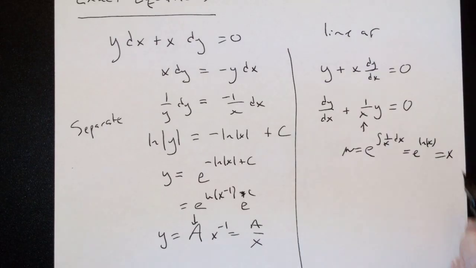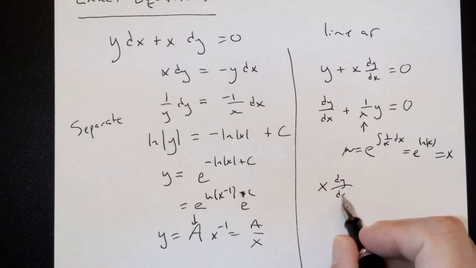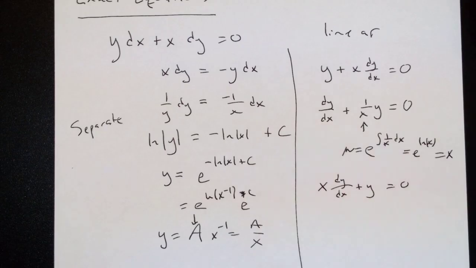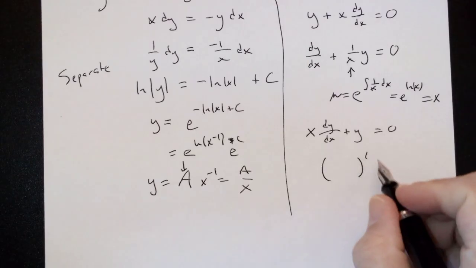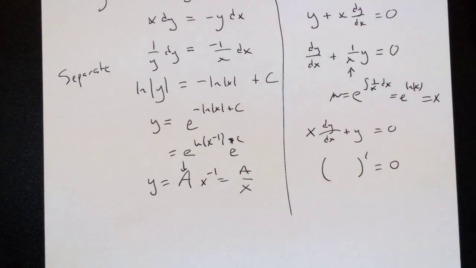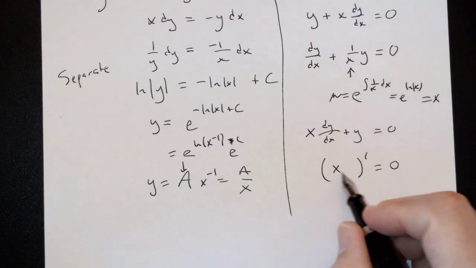When I multiply everything by this, I get x dy dx plus y equals 0. Which means this is already set up as the product rule derivative of something. We basically went in a circle because we didn't notice that it was already the product rule of something. What's the product rule? So this is the derivative of what? Exactly. The integrating factor times y.